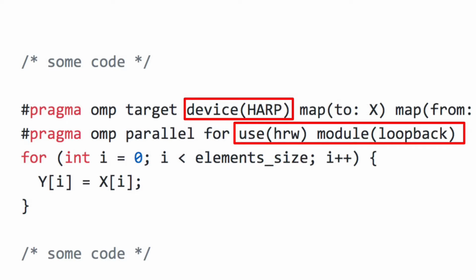Second, HardCloud implements an extension of OpenMP to offload a pre-synthesized module to the FPGA. The new clauses are use and module. In your code, just type after a parallel or parallel for directive use with HRW argument and module with the bitstream name, in this case loopback.